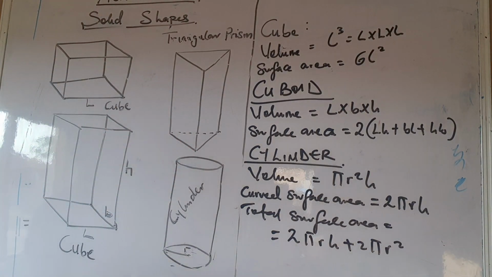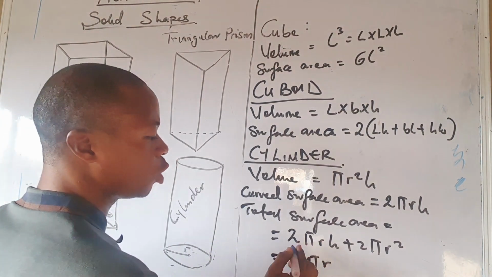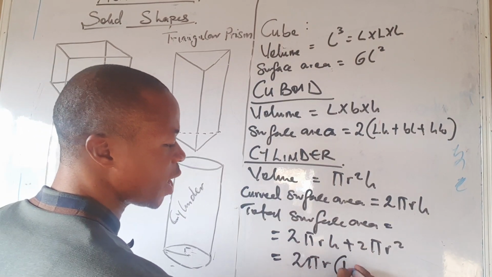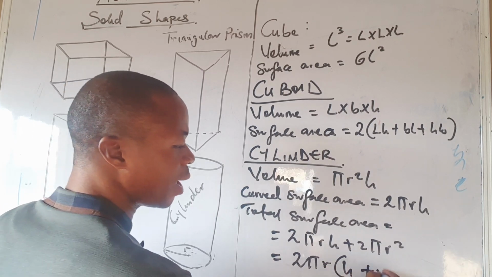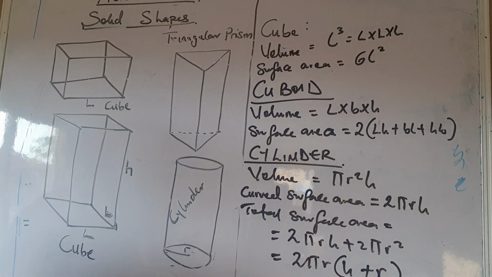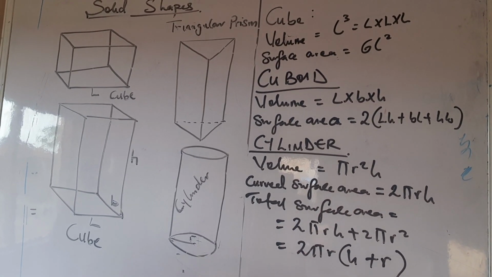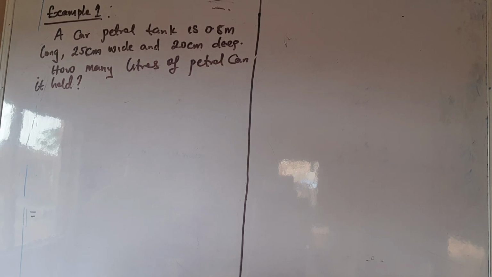If you look at it, this can be factorized. If you factorize this, we have 2 pi r, because 2 pi r is common to both. Here we'll be left with h, and from the other term we have another r. So we have 2 pi r into bracket h plus r.